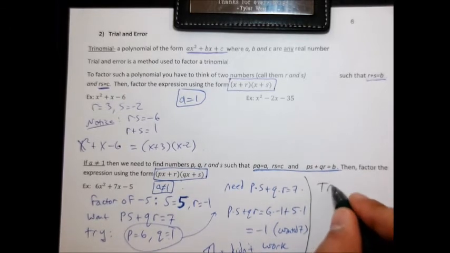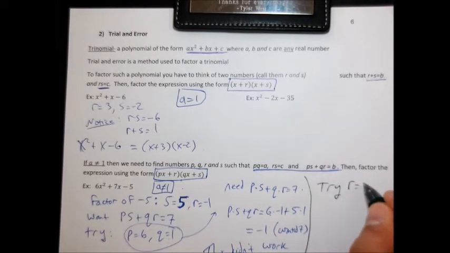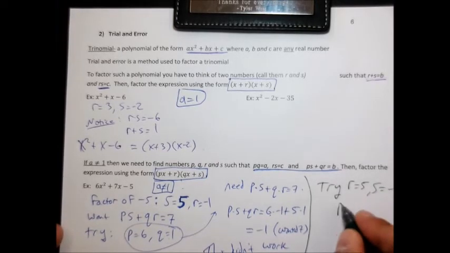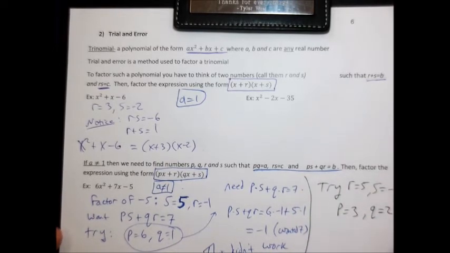So let's try instead R equals 5, S equals -1. And then let's use 3 and 2 instead. So Q equals 2 and P equals 3. If we do it that way, notice that they actually add up to the correct thing. If we do P times S plus Q times R, we do get 7, right? Because P times S would be -3 plus 10 would give us 7. So that's good. Check.